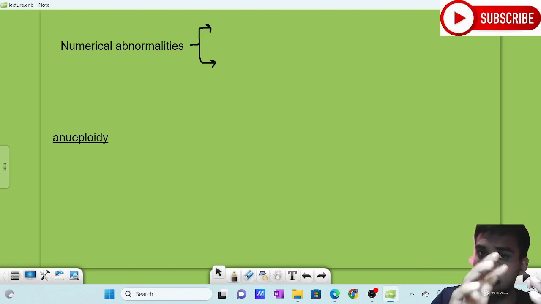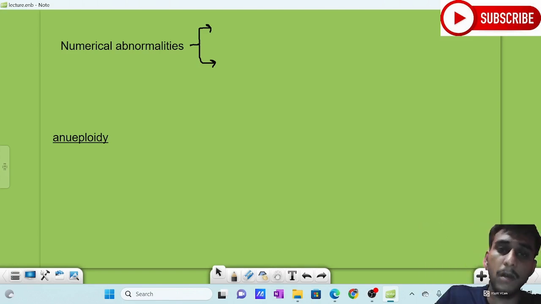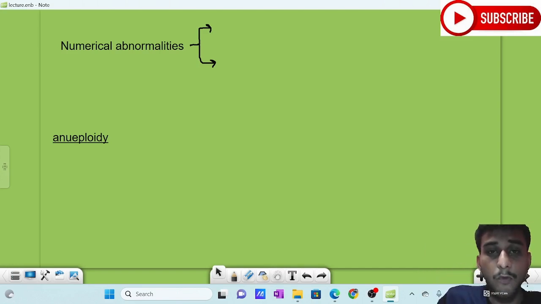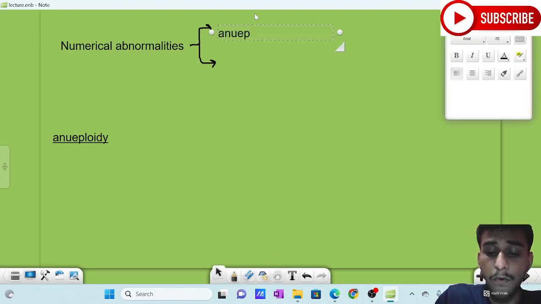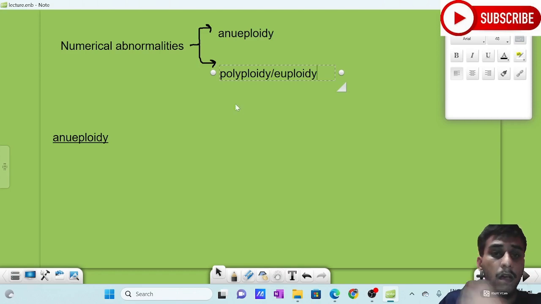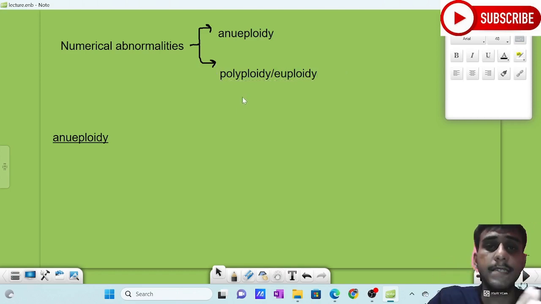So, it is not a complete set. If it is a complete set, we will divide it as polyploidy, and if it is only a particular number of chromosomes, we can divide it as aneuploidy. So, we can divide the numerical chromosomal abnormalities into aneuploidy and polyploidy or euploidy.